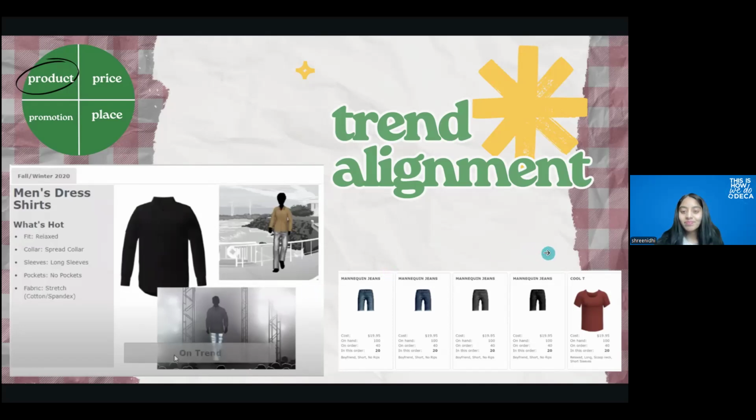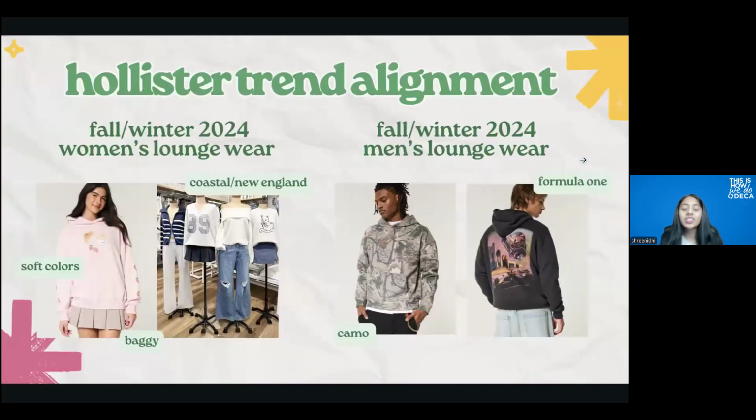That way, your product mix is optimized to your target market and is popular enough to make a high profit. Now, I want to show you how Hollister does this exact same thing.